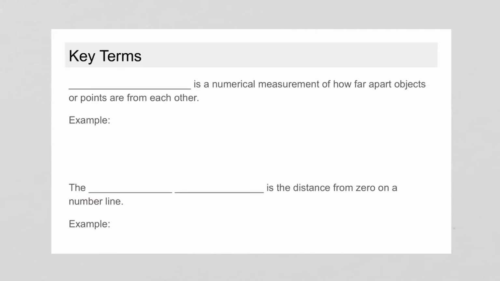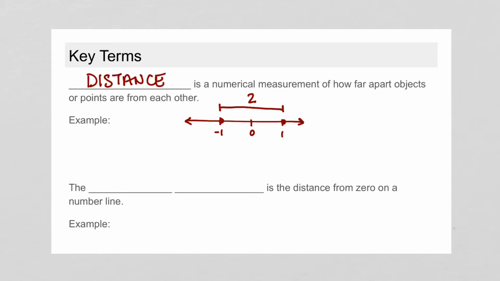So our key terms for this week, I want to make sure that we're all talking about distance in the same way. And for the sake of this lesson, distance is a numerical measurement of how far apart objects or points are. So if we looked at it, let's say on a number line where I've got negative 1, 0, and 1. If I said I wanted to know what the distance was from this point to this point, well, I'd be able just to count those, 1, 2. The distance is the numerical measurement, so it's that measurement of 2 spaces, 2 units apart.